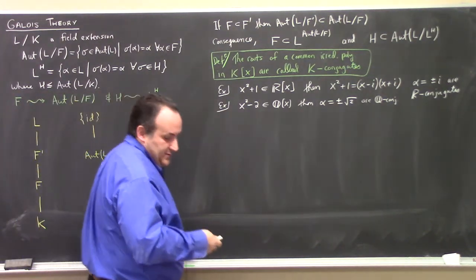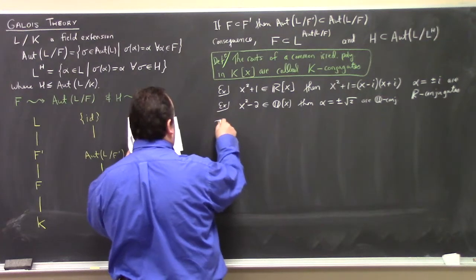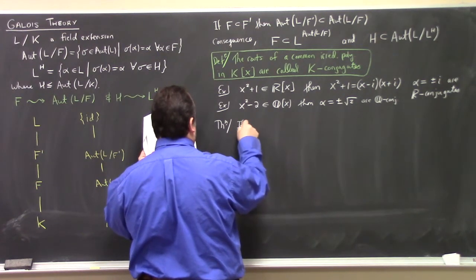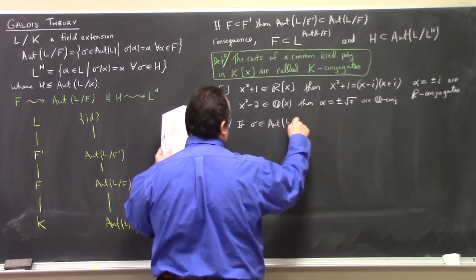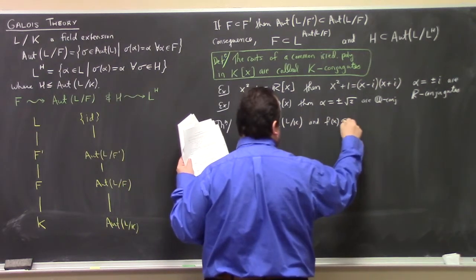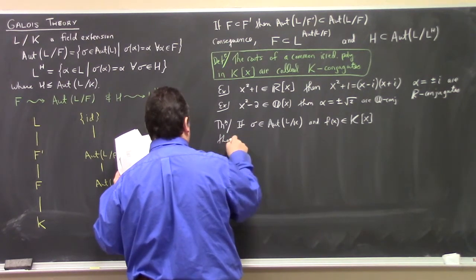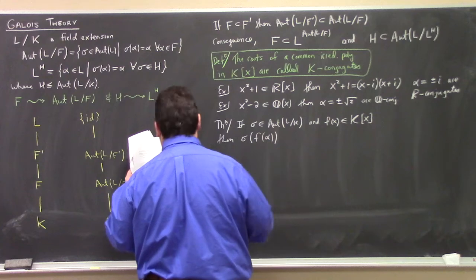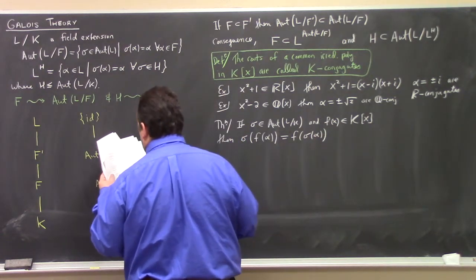And the big theorem that we proved was, and this is his theorem 2.4, which I think doesn't hurt to say again: if sigma is an element of Aut(L/K), and f(x) is an element of the polynomials over K, then sigma of f of alpha is equal to f of sigma of alpha for all alpha in L.